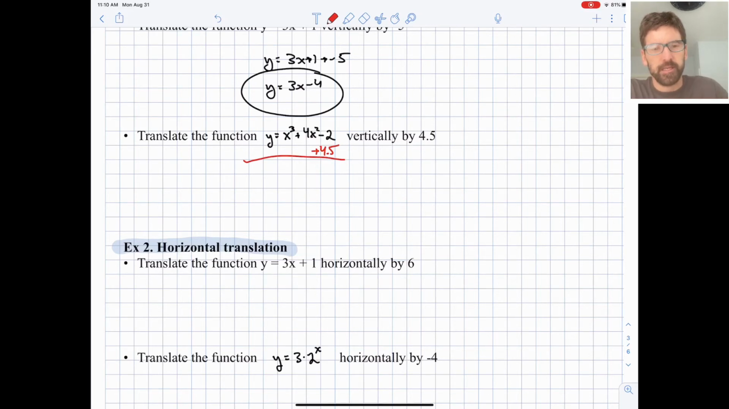And that's going to give us a new equation, y equals x cubed plus 4x squared plus 2.5. So this cubic function would have moved up by 4.5 units.